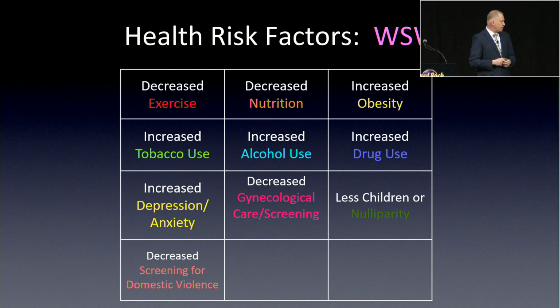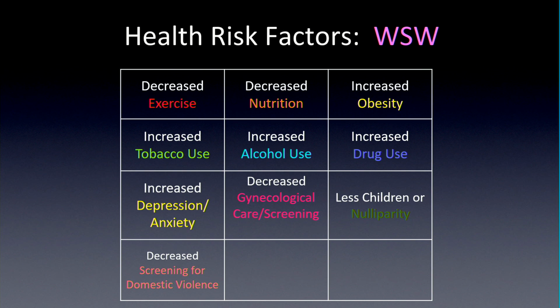So let's start with women who have sex with women. There's very, very good evidence that each of these boxes are things we have to really be thinking about and screening for. Decreased exercise and nutrition, increased obesity, three times the risk in this population. Increased tobacco use, alcohol use, drug use. We talked about withdrawal. We talked about isolation. Increased depression and anxiety, decreased gynecological care and screenings, fewer children, nulliparity, and decreased screening for domestic violence. These are very, very important questions.